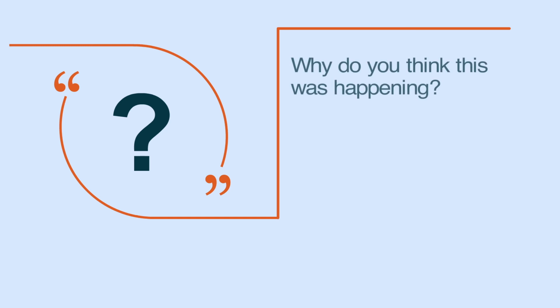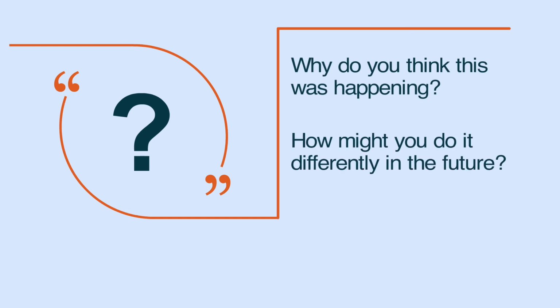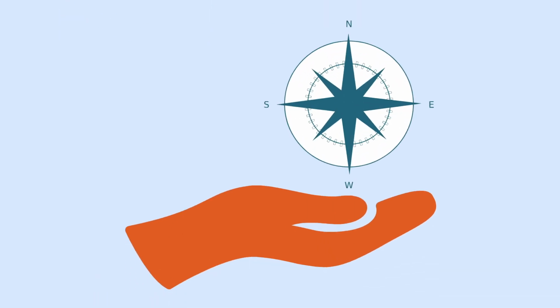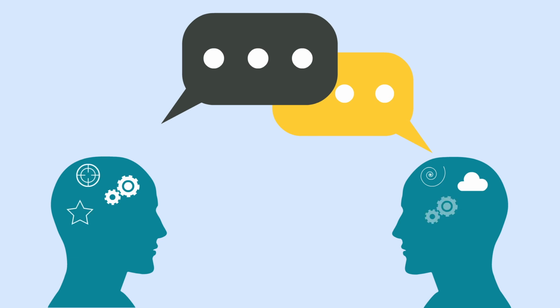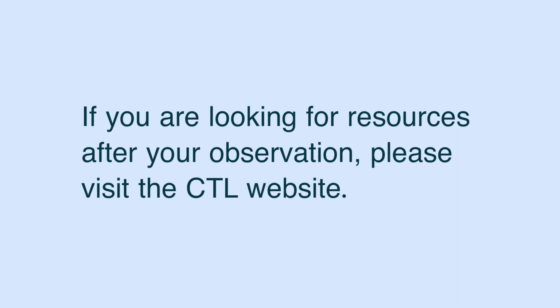Observers might ask, "Why do you think this was happening?" Or, "How might you do it differently in the future?" At this point, observers can also share any recommendations they might have. If done well, this dialogue can benefit both the instructor being observed and the observer as they reflect on their teaching practices. If you are looking for resources after your observation, please visit the Center for Teaching and Learning website.